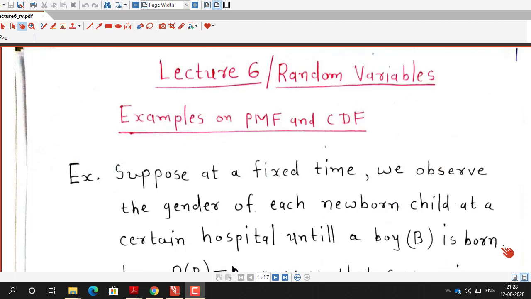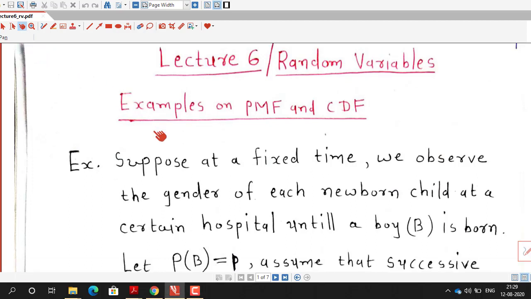In earlier lectures, we have discussed what is probability mass function and what is cumulative distribution function of a discrete random variable. In this lecture, we are going to do some more examples on probability mass function and cumulative distribution function of a discrete random variable. So let us start with the first example.